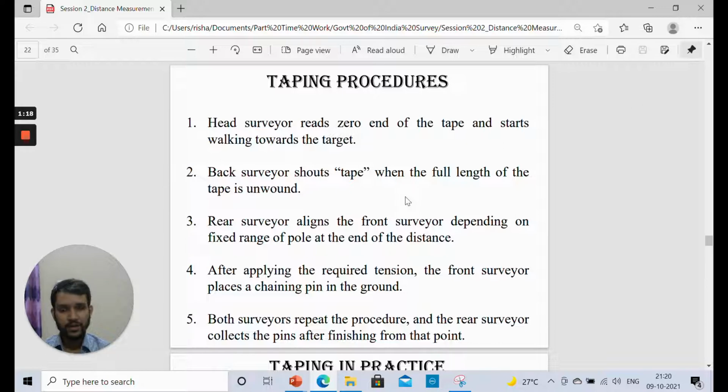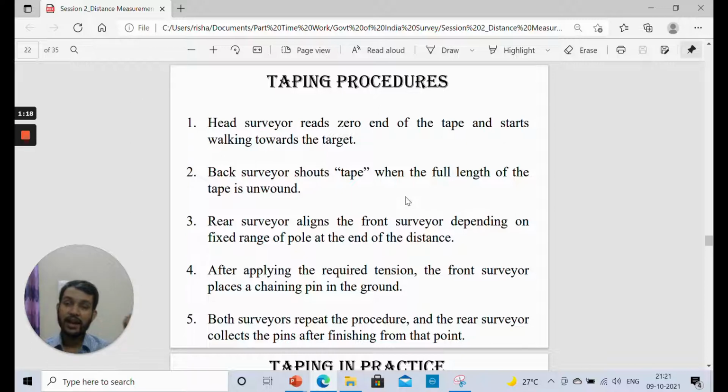Okay, first is the head surveyor. The head surveyor is the one who will be holding the zero end of the tape. Zero end of the tape means the end from where the tape is going to be unwound. He will hold the zero end of the tape and start moving towards the target station point which you are trying to locate. Between those two points, suppose you are trying to find the distance from A to B, then he will move towards station B.